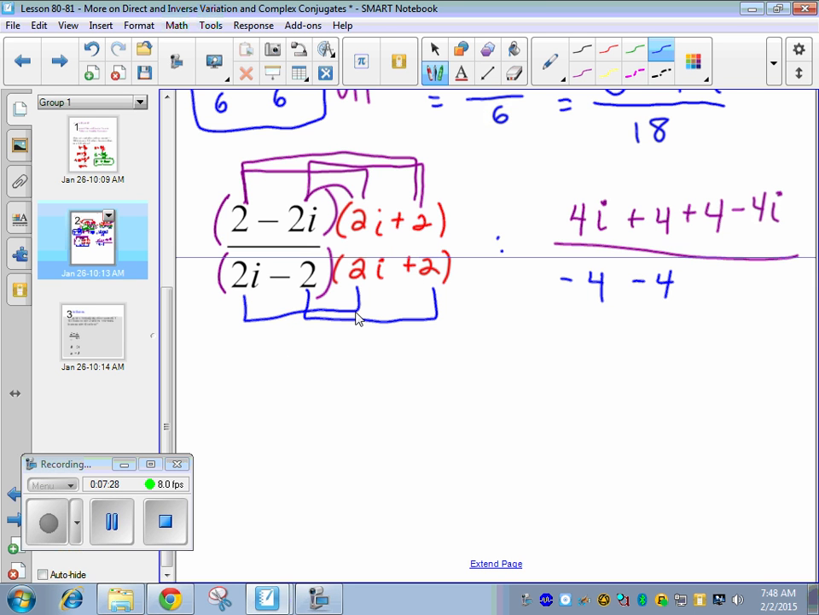So next, what would we do? Peyton, what do you think? Okay, 4i minus 4i. This one's interesting. That canceled out, right? So in the top we have 8, and in the bottom we have negative 8, which equals negative 1. So this turned into a real number instead of a complex number. All the i's went away. All right? And that's it.